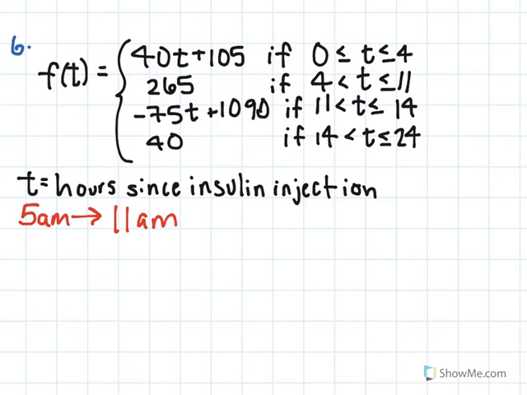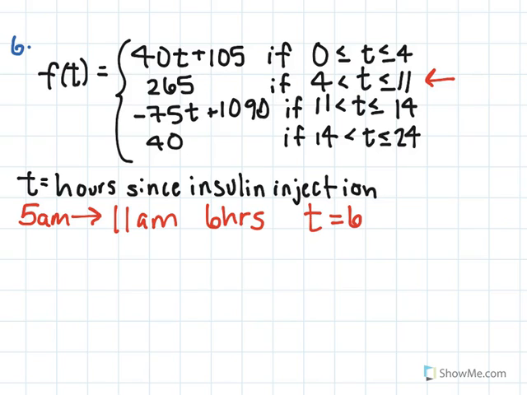So in order to do this, we first need to figure out what our t is going to be. If the insulin injection was given at 5 and we're taking the blood sugar level at 11 a.m., that means that 6 hours have passed since the injection was given. So t equals 6. With the piecewise function, in order to find our solution, we have to figure out what interval our value falls on. t equals 6 falls in this second interval right here because 6 is between 4 and 11.